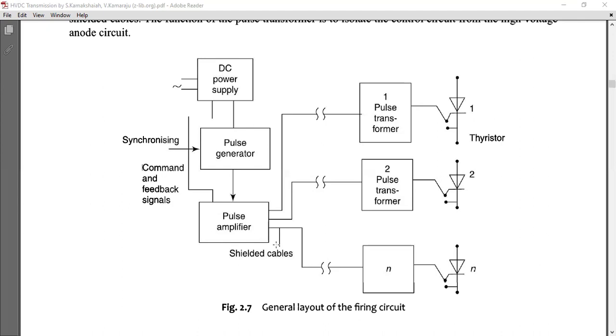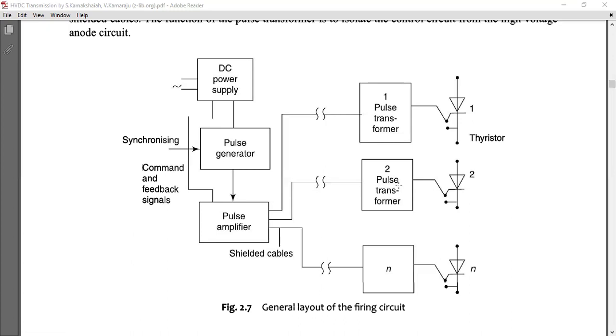The second function: the pulses produced by the control circuit are at low power level only. As these are at a low power level, they can be directly triggered to the thyristors. These pulses are coupled to the gate-cathode terminals of the thyristor through a driver circuit. This driver circuit consists of a pulse amplifier or pulse transformers, as you can see here.